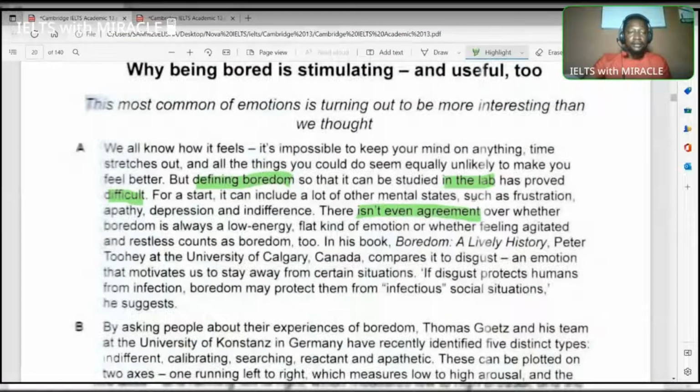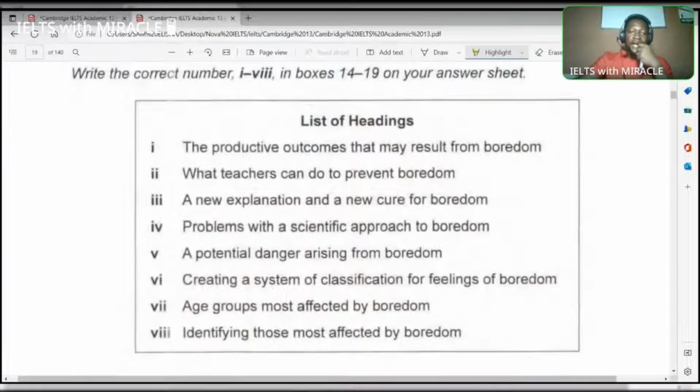So let's look at it. Number one, the productive. Okay, no, it can be I. What teachers can do to prevent boredom? They never talked of teachers. A new explanation and a new cure for boredom. They never talked of cure or explanation. Problems with a scientific approach. Okay, scientific. I saw lab.